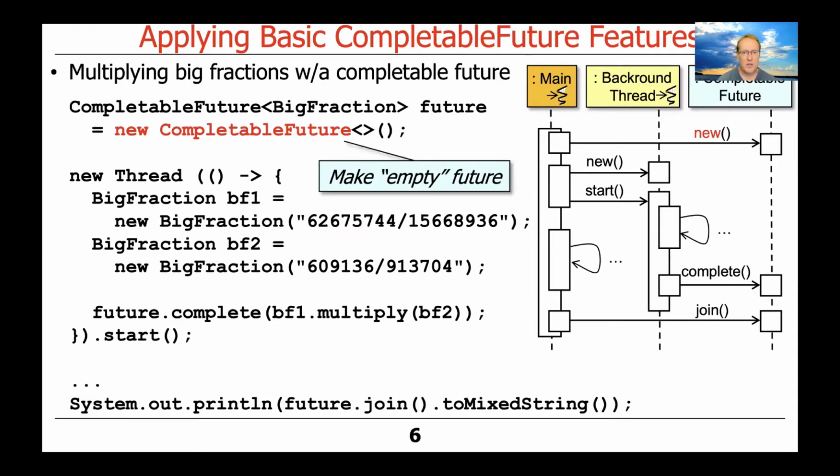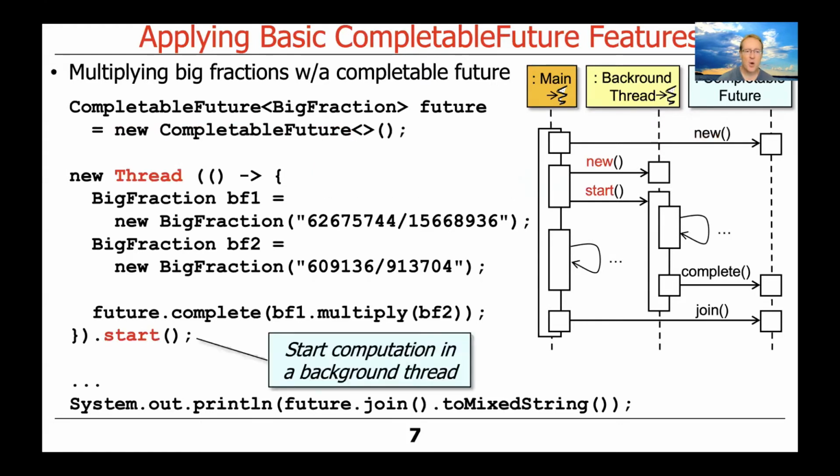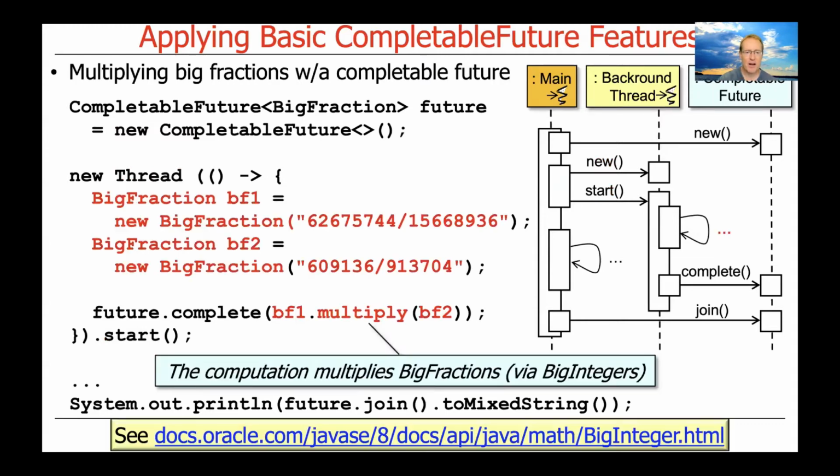So the first thing we do is we make an empty or an incomplete future. It has no computation associated with it. It's just a placeholder to be completed explicitly down the road. So we make a new completable future instance. We then go ahead and create and start a background thread. And as you can see, the background thread is given a lambda runnable. So we give a runnable to it as a lambda expression. And we then start the computation to run that lambda that we give in a background thread.